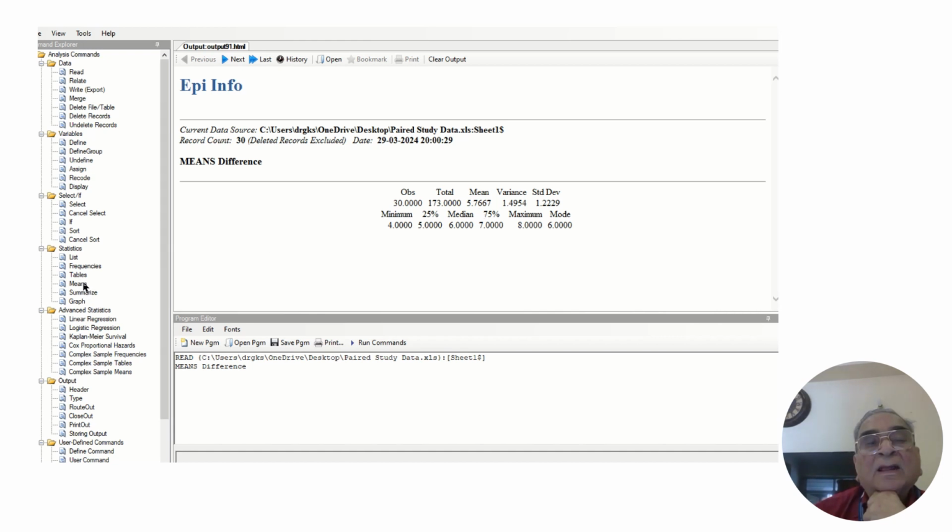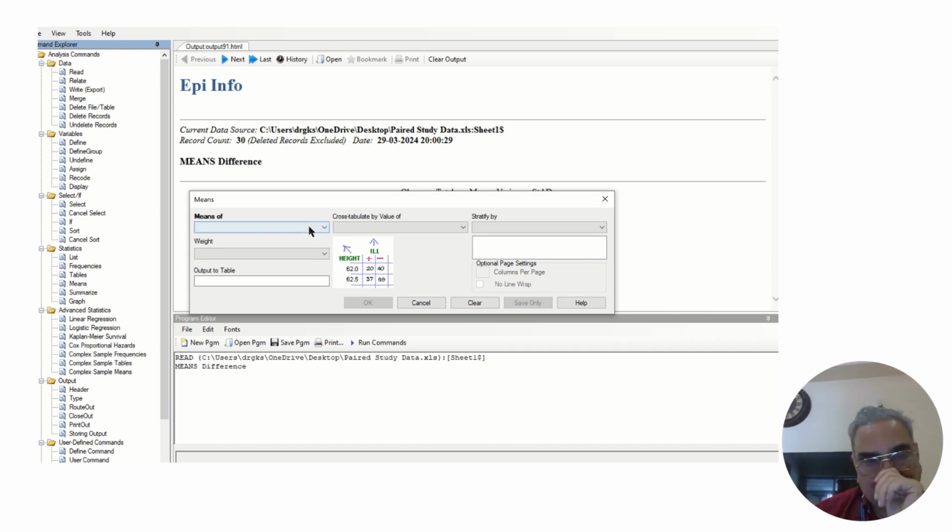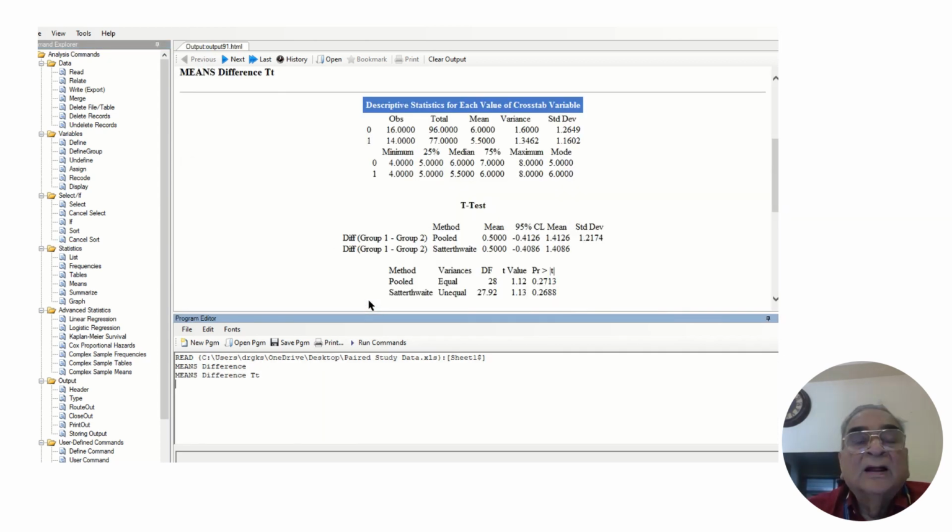And now we want to find out what this value will be in the two groups. So we go to means of, we say difference, and we cross tabulate it by the treatment type. And here's what we get. So we get that in group 0, the difference was 6, and the standard deviation 1.2649, which you have to multiply by 1.96 to get the plus-minus limits of the confidence interval of this point estimate.